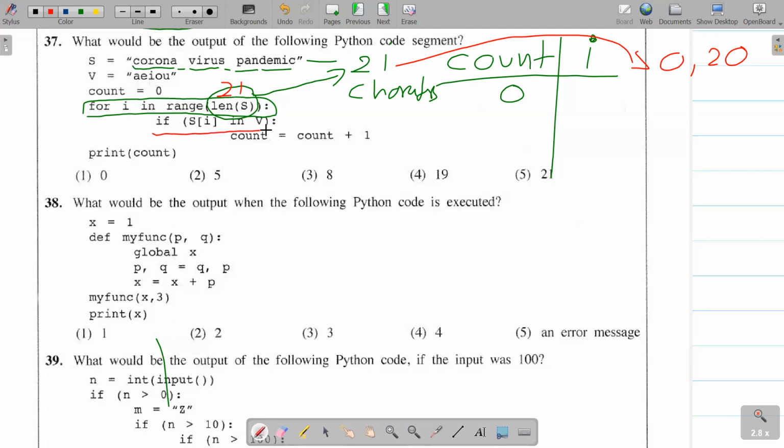If S[i] in V. S[i] කියන්නේ මොකද්ද? S ගේ ith position එක. first එක ගත්තොත් 0th position. Right? ith මුලින් හම්බෙන්නේ 0. එතන S ගේ 0th position එක කියලා කියන්නේ කවුද? S පටන් ගන්නේ Corona කියලා. So what is the 0th position? It is C. Right? C in V. Who is V? V is A, E, I, O, U.